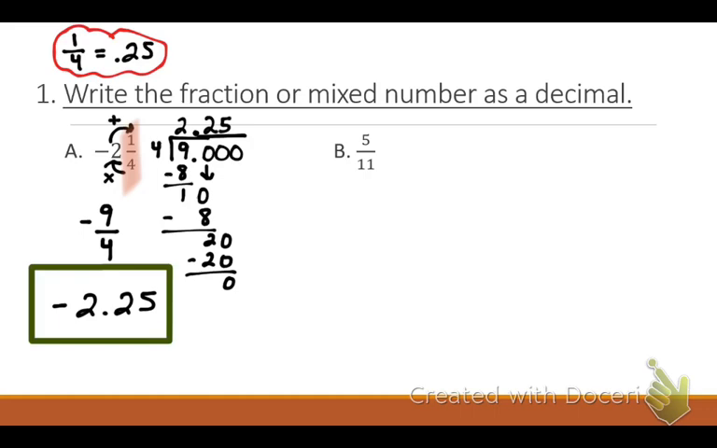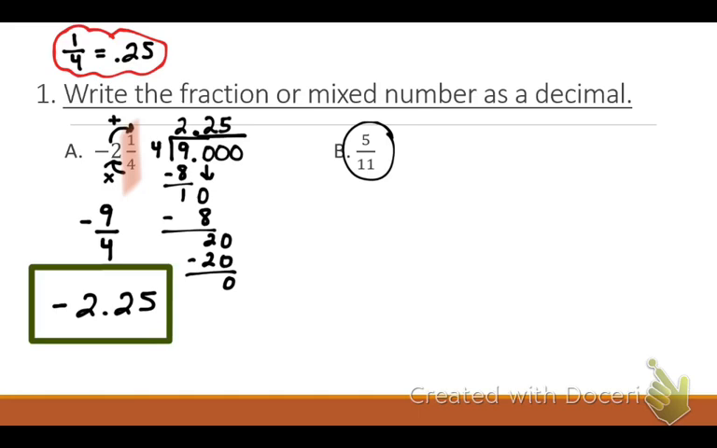5/11. 5/11 is not one of those facts that you maybe have memorized. So this is something we're going to have to work out, okay? But the good news is it's not a mixed number, so I'm just going to do it just like this. 5/11. What do I divide? Incorrect. I have a lot of you who just said 11 divided by 5.